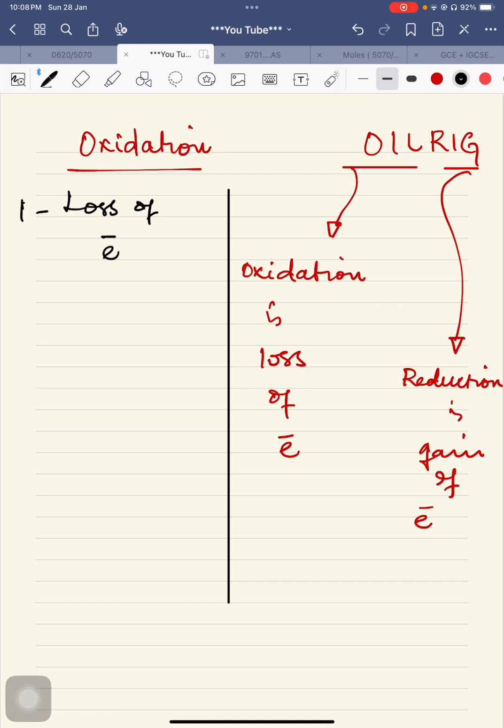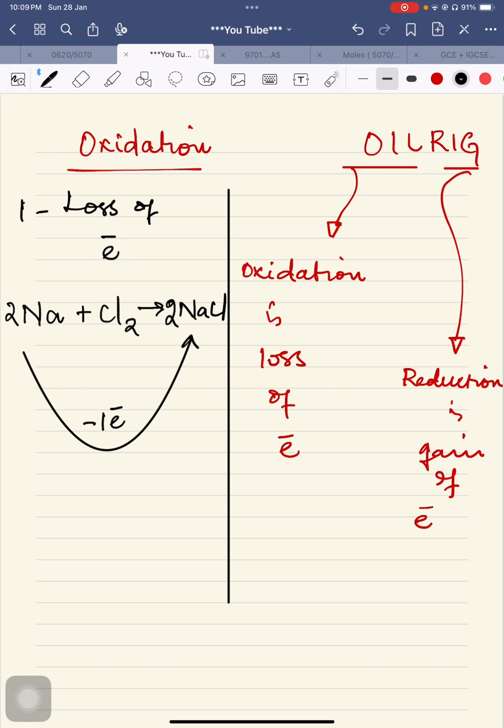For example, consider the formation of NaCl, with Na and Cl combining with each other. This is not a balanced chemical equation. I have to write 2 over there and 2 over here. You have studied ionic bonding with me earlier. When sodium is converting itself into a sodium ion, the sodium atom is going to lose one electron. As a result, it is shifting itself into a sodium ion.